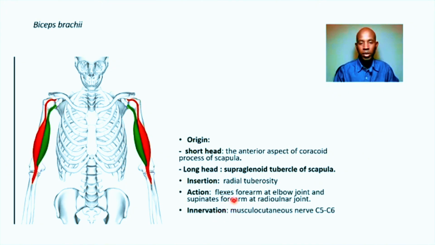And biceps brachii, in both heads, flexes the forearm at the elbow joint and supinates the forearm at the radioulnar joint. It also produces movement in the shoulder joint because it crosses the shoulder joint right here. It's innervated by, as I said earlier, the musculocutaneous nerve, spinal cord segments C5 and C6. Even though the musculocutaneous nerve contains C5, C6, and C7, it does not necessarily mean that all the segments innervate the same muscle.